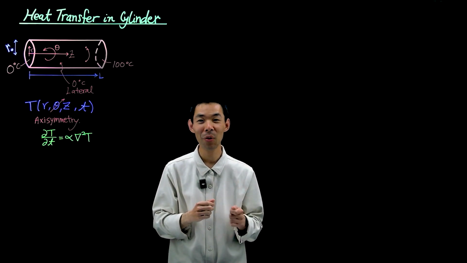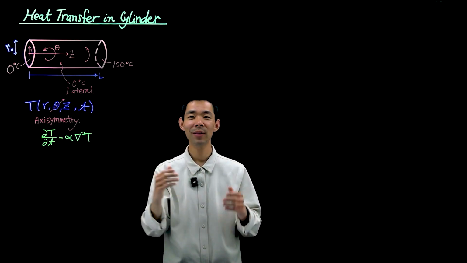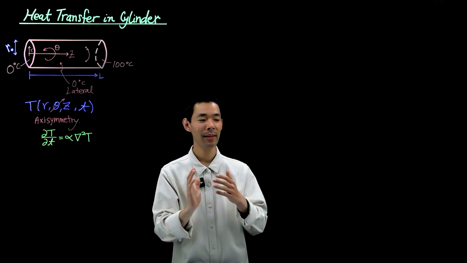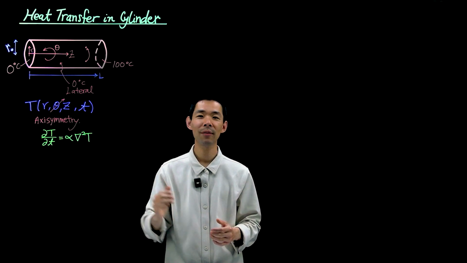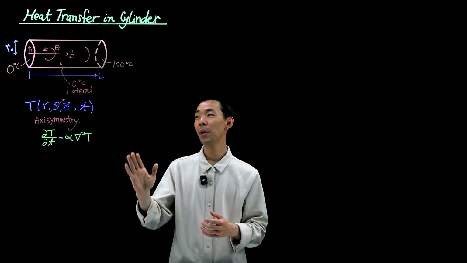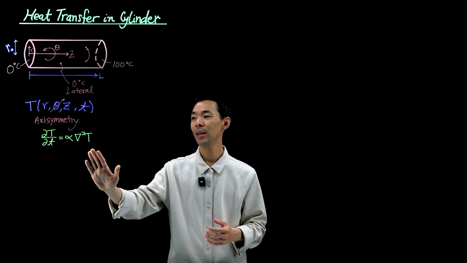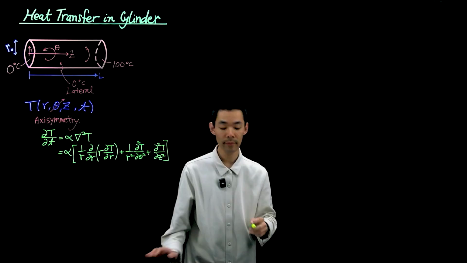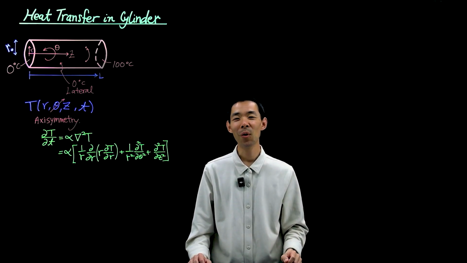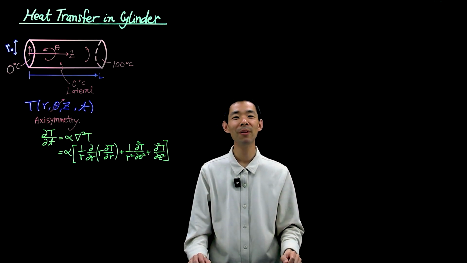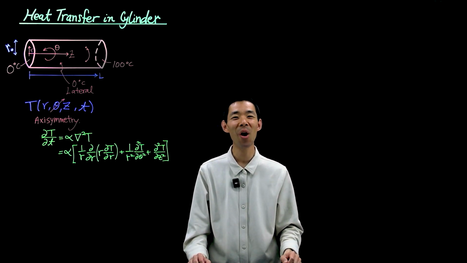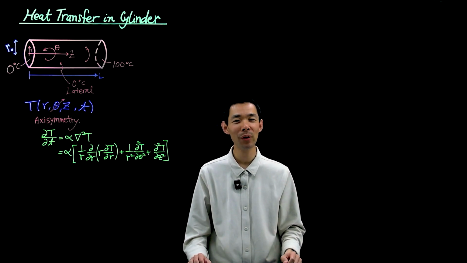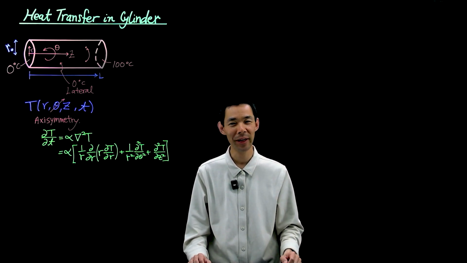So in rectangular coordinates, the Laplacian operator is simply the second partial derivatives of x, y, and z that act on the scalar variable temperature. For the cylindrical coordinate system, the Laplacian operator looks like the following. Just like that. So there are still three terms coming from the three directions, r, theta, and z, but the precise form of the second derivative changes just slightly.